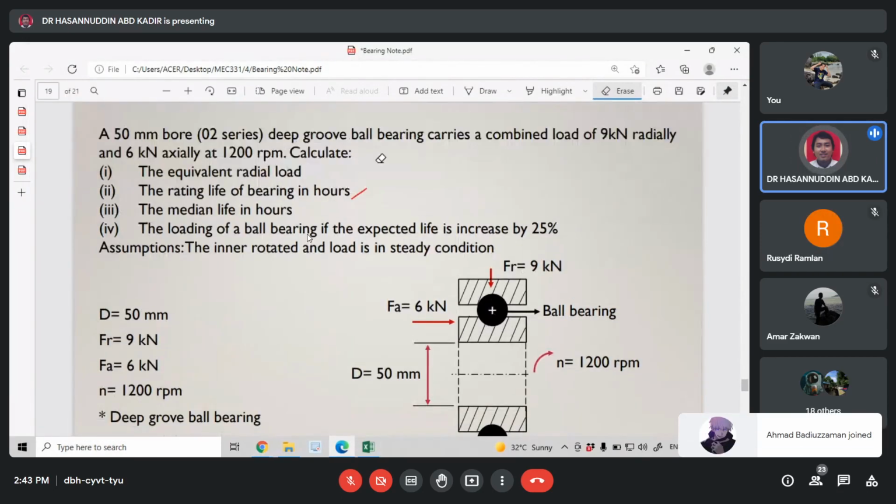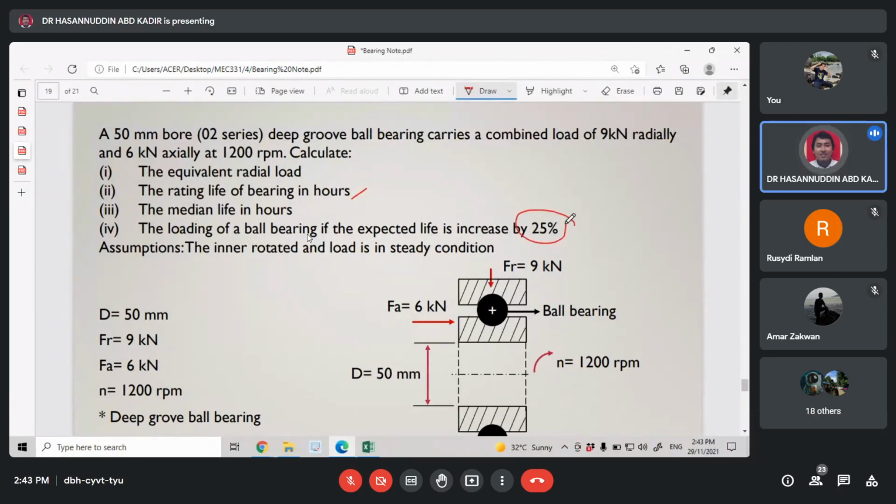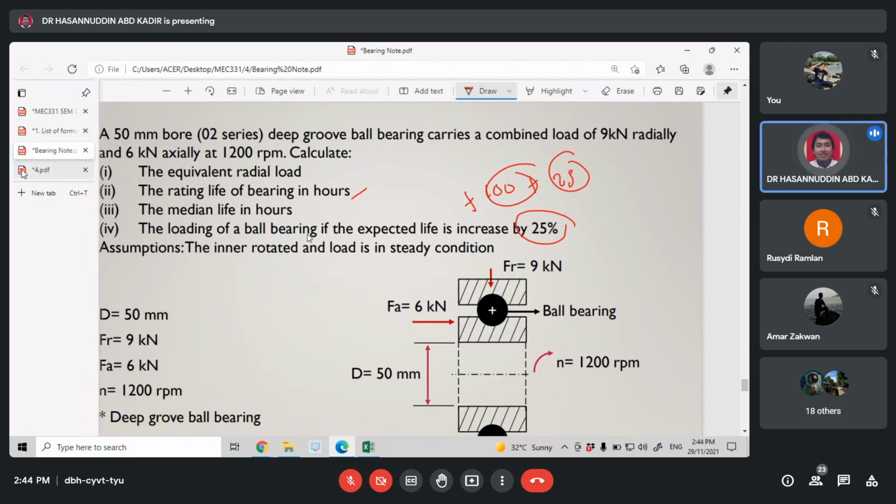Okay, kita pergi kepada question number 4 ni, the loading of ball bearing is the expected life to increase by 25%. So the meaning here, they have increased from the 100 plus with 25. This one, dia masuknya lah bahagian sini. So they increase by 25%. Okay, kita kena masukkan sekali 100 plus 25 ni.